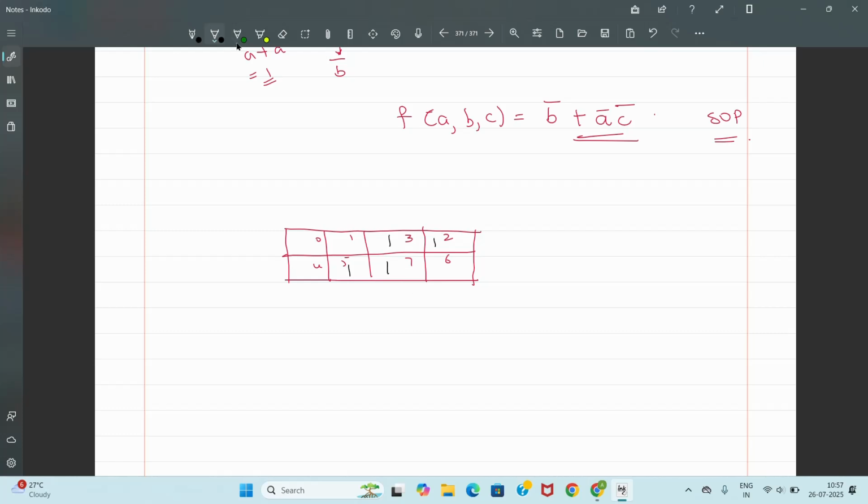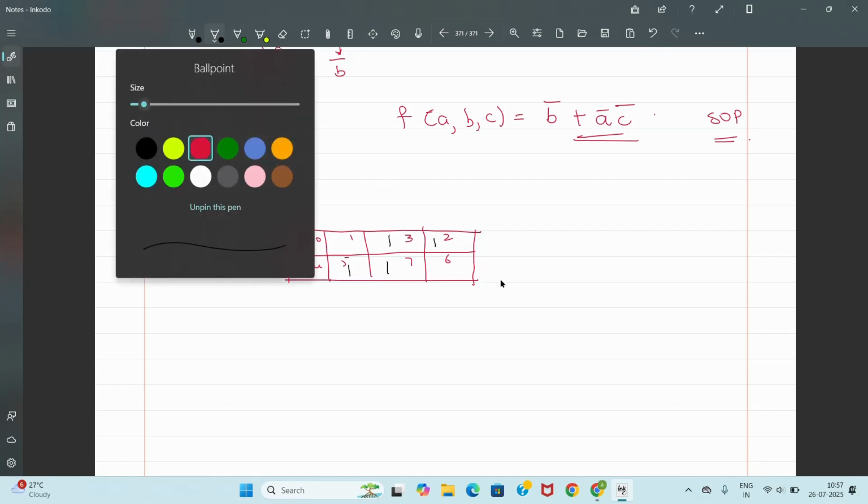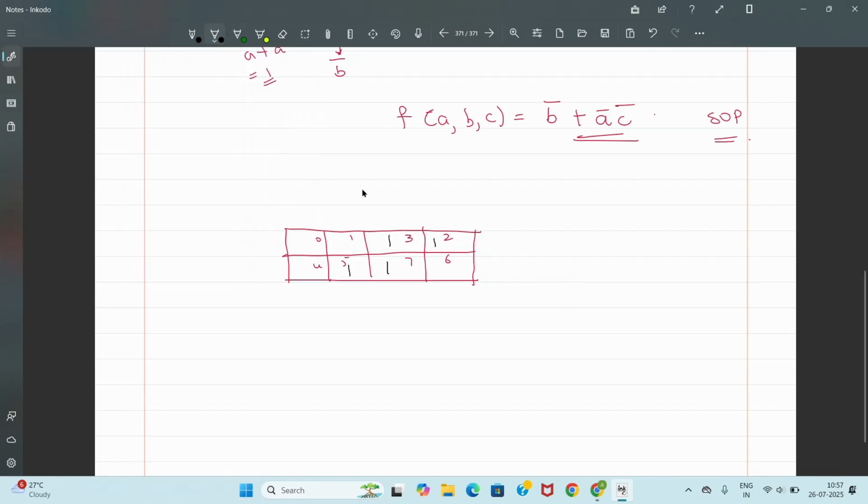Let's take this example to be more clear. So here, now to cover this one, I can pair it like this. To cover this one, I can pair it like this. And you might think you can pair these two ones also because they are adjacent, right? So you may end up doing this also, right?